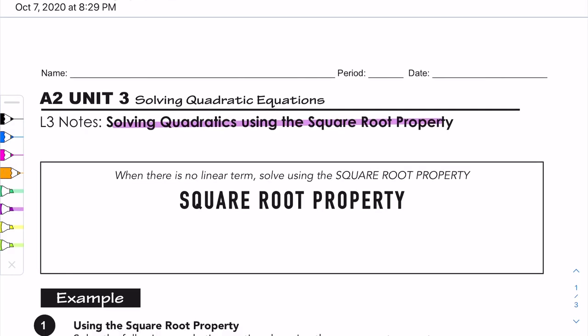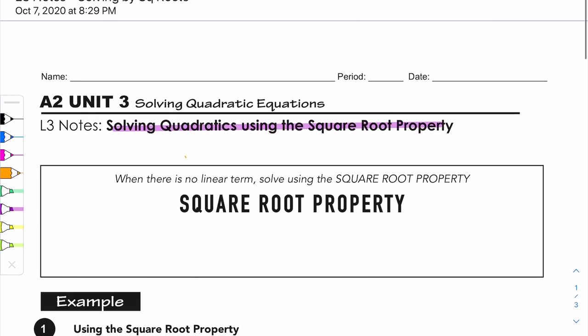Quadratic form, or standard form of a quadratic, is in the form of ax squared plus bx plus c is equal to 0. Each term has a name. This term right here is called the quadratic term. This term in the middle is called the linear term. And this last term, the value of c, is called your constant term.